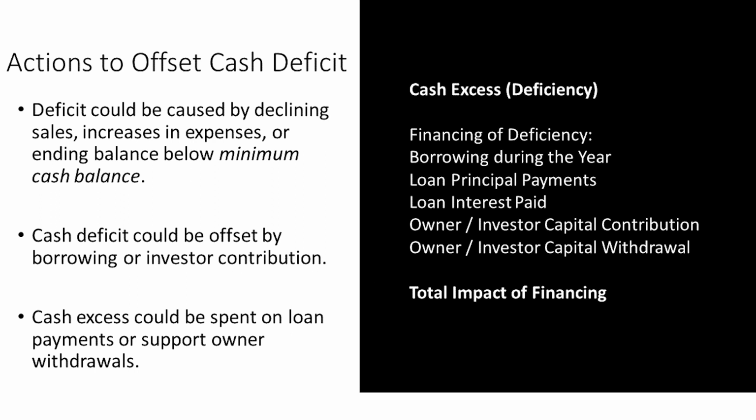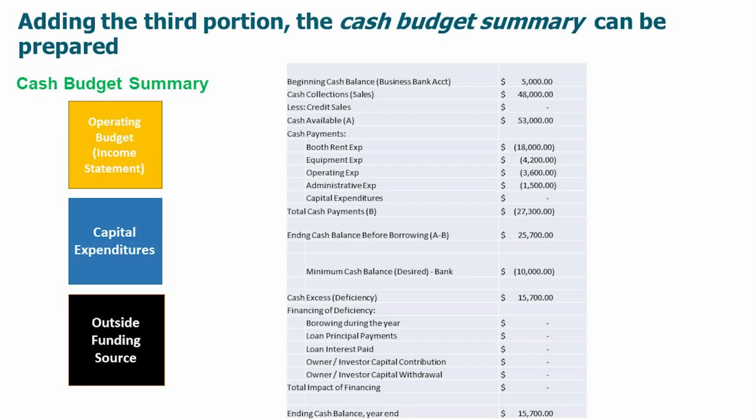So that completes the template, all 3 sections. Now let's pull it together and see what it looks like based on the case. When we add the third portion to the cash budget summary, we now see the entire document. This document you could easily put into Excel and do this for your own business. So it includes the operating budget section, it includes the capital expenditure section, and it includes the outside funding source section.